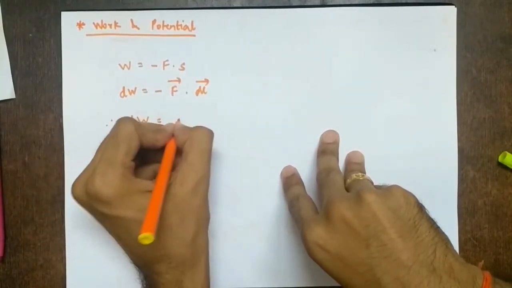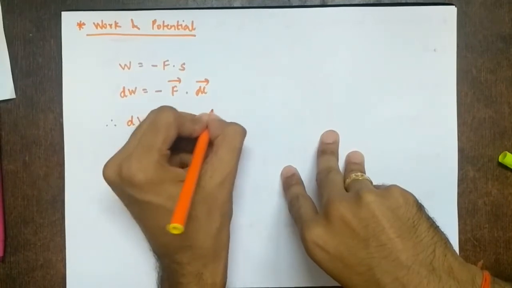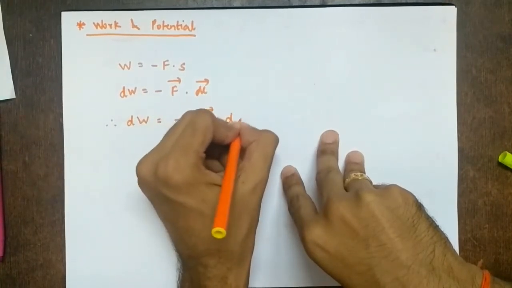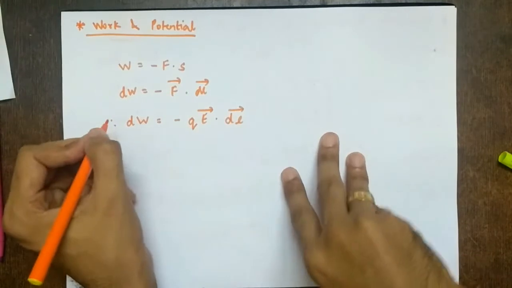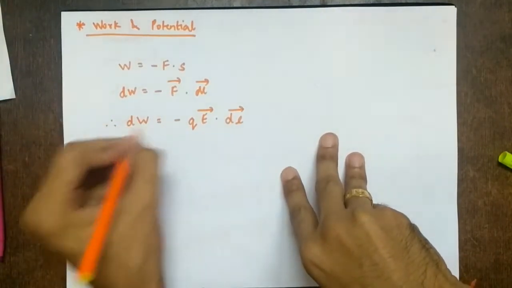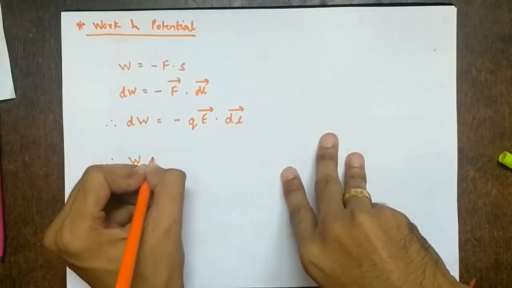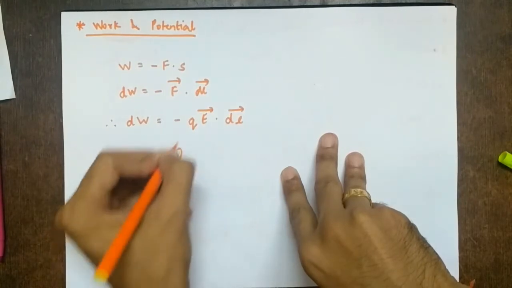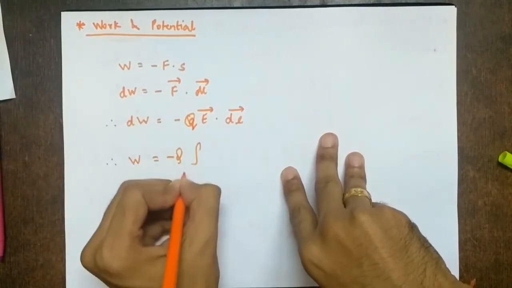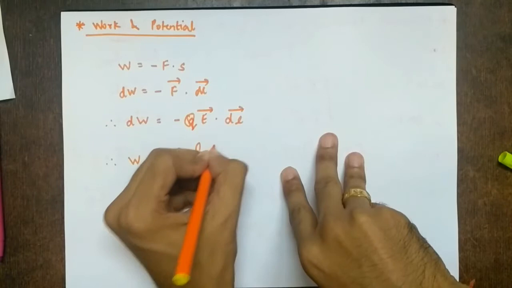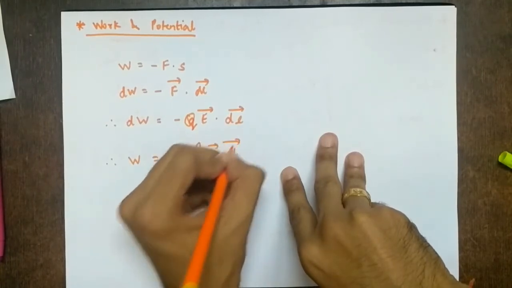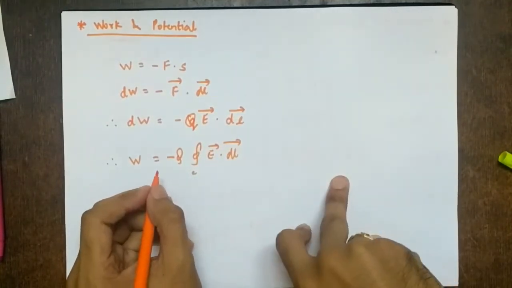From your 12th physics, you know F is qE, where E is the electric field, so minus qE vector dot dl vector, right? So therefore total work done is the integral of this, so minus q closed contour integral of E vector dot dl vector. So this is the expression for work, right?